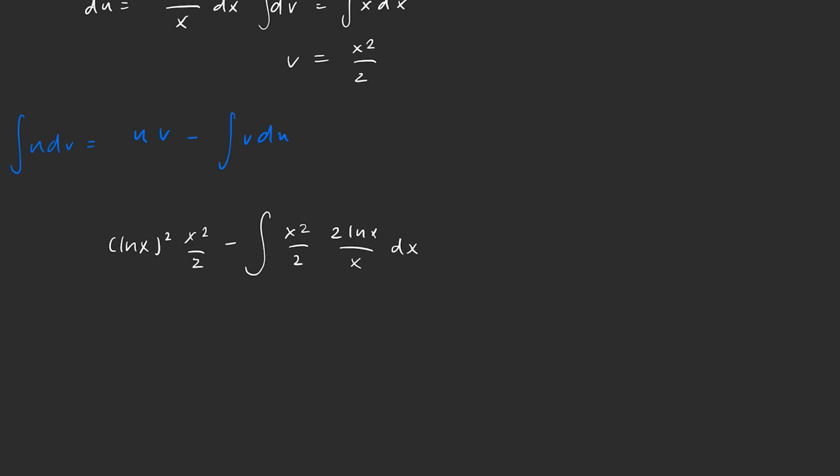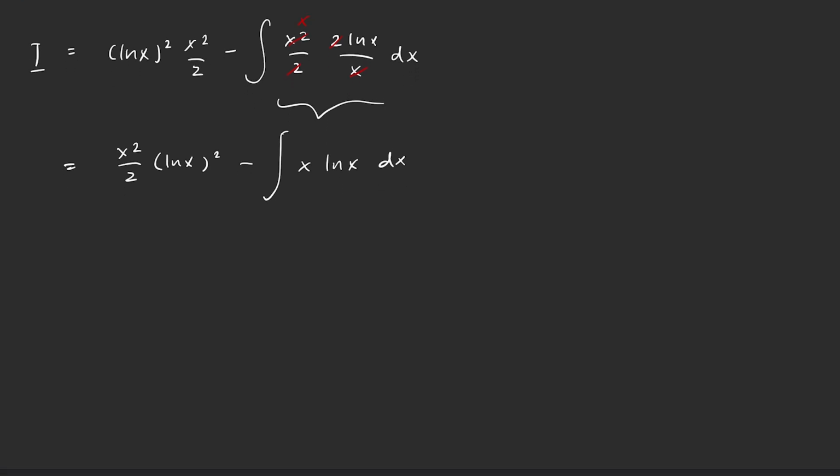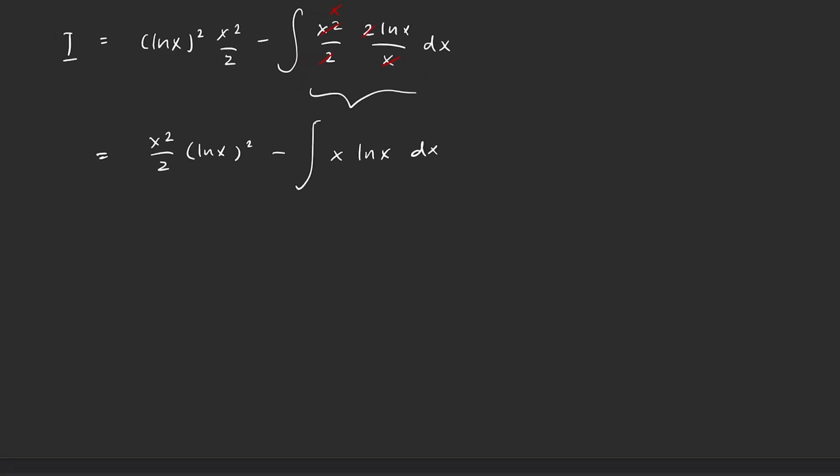Now we have a sort of complicated integral, and first of all we can look inside our integrand and see that we have something to simplify. We can cancel out one of these x's, which leaves one x, and these 2's get cancelled out, which leaves us with only the integral of x ln x dx. That is a bit nicer for us, so we can do integration by parts again.